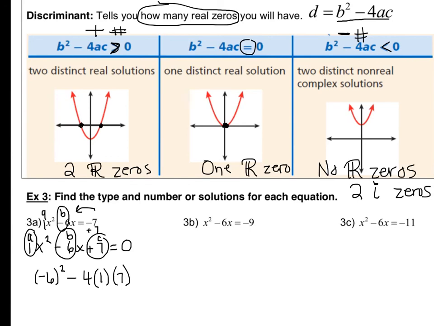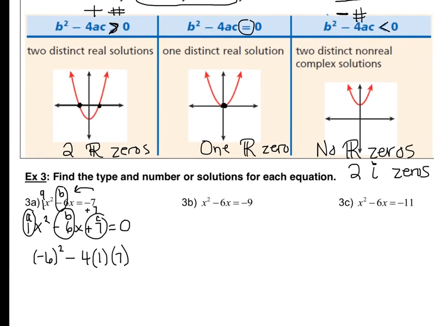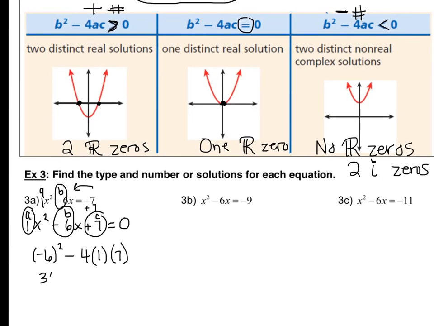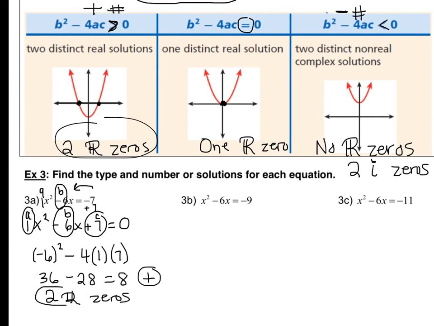We're going to have 36 minus 28. That gives us 8. Since 8 is a positive number, it means that we have 2 real zeros. So you can say 2 real zeros. And that's all. That's all we wanted to know. We're not figuring out where they are. We just know that your parabola looks like that.